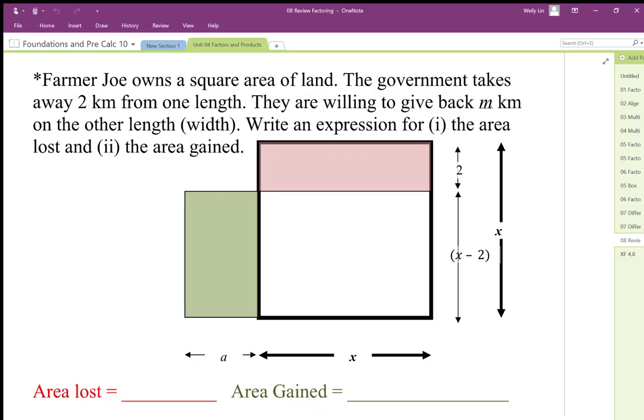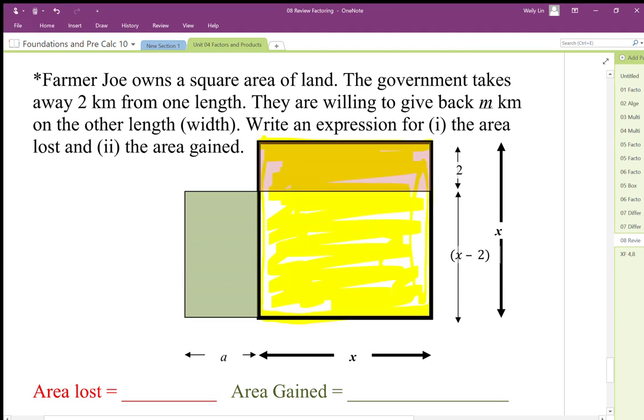Word problems tend to be a little bit harder because we have to make sure we understand the context of it and then are able to apply the algebra to it. So let's read the word problem first. It says Farmer Joe owns a square area of land. So the black highlighted area, which I will highlight here, this square area, this is Joe's land. This is what he owns to start.